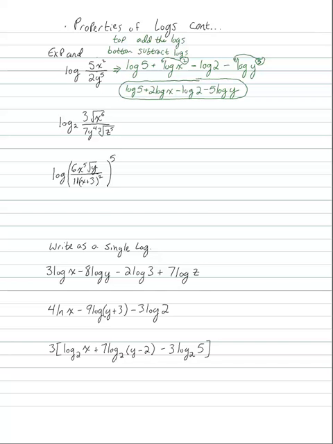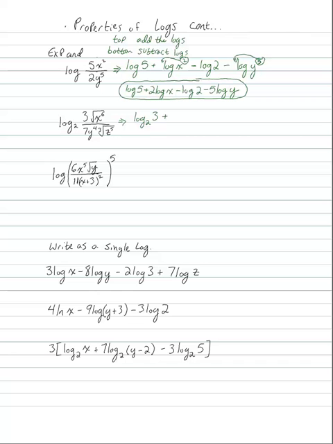Okay, so let's look at the next one. Log base 2 of 3 square root of x to the 6 over 7y to the 4 cube root of z to the fifth. So I'll go ahead and expand this. So stuff on the top is being added. So log base 2 of 3 plus, and we're just bringing down these exponents, so I'm just going to bring down the exponent while I'm expanding it.